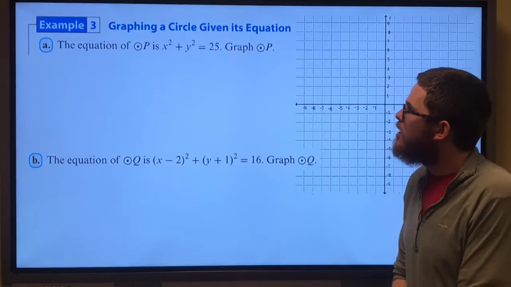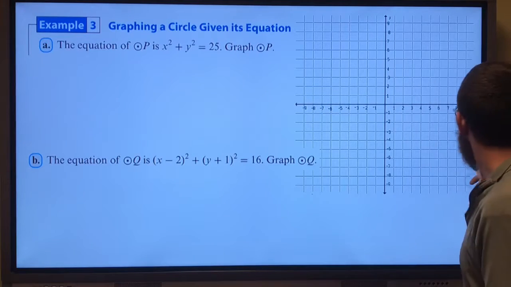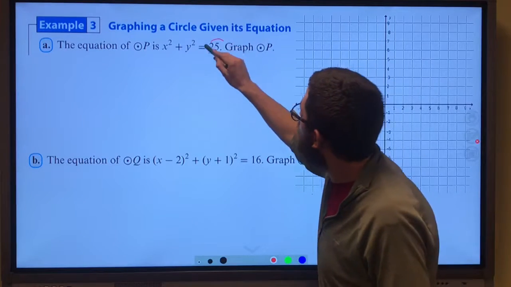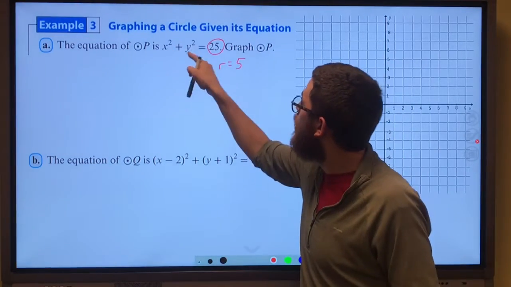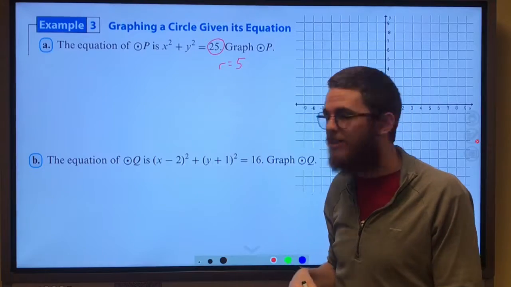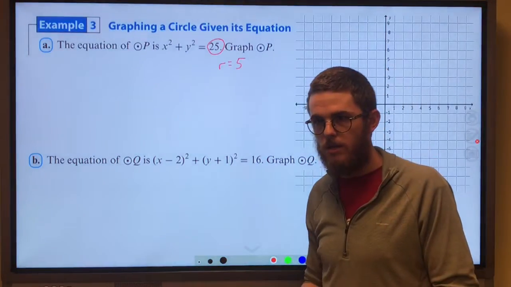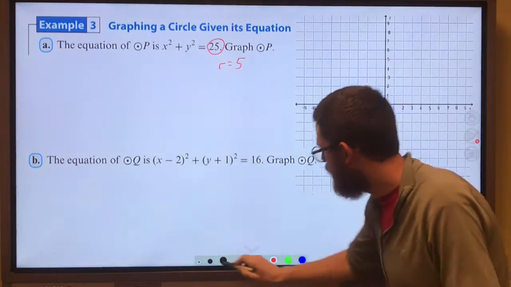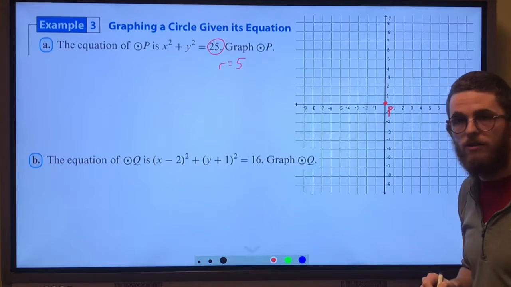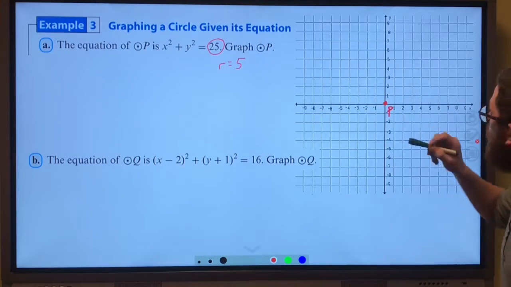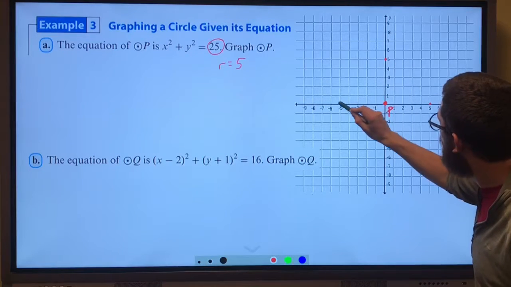Here it says the equation of circle P is x² + y² = 25. Since it equals 25, we know the radius is 5. X squared, y squared. Well, look at that, it's x minus nothing squared, y minus nothing squared. So that means the center is at (0, 0). There is P at (0, 0). The radius is 5, so in every direction I can go 5 units away.